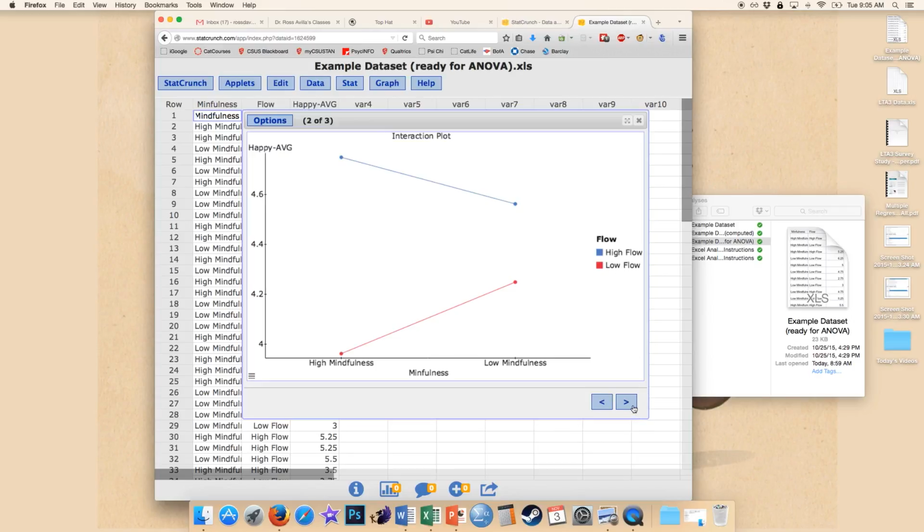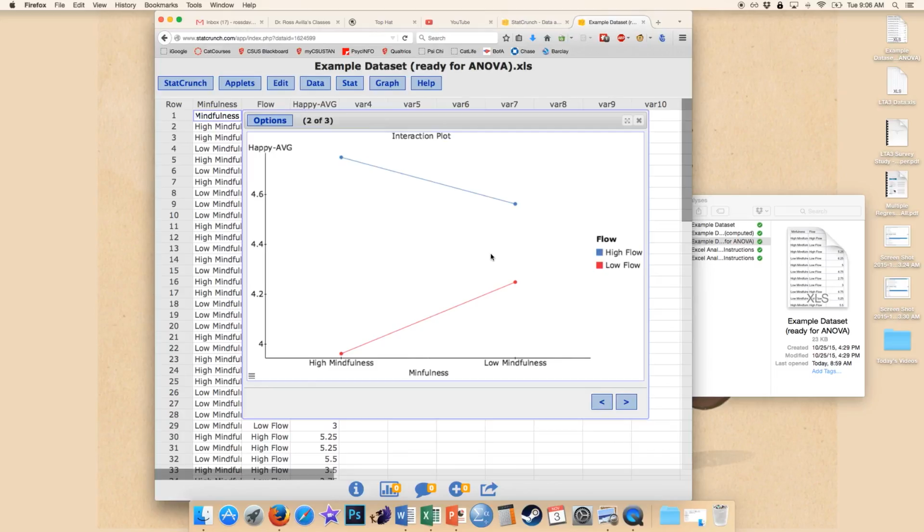It actually plots it in two ways. It plots one with mindfulness on the x-axis and flow with different lines. And here's the same results, but this time flow is on the x-axis and mindfulness is on different lines. So you can use either of these plots in terms of your poster. You just want to pick the one that makes the most sense to you. So let's say this was a significant interaction.